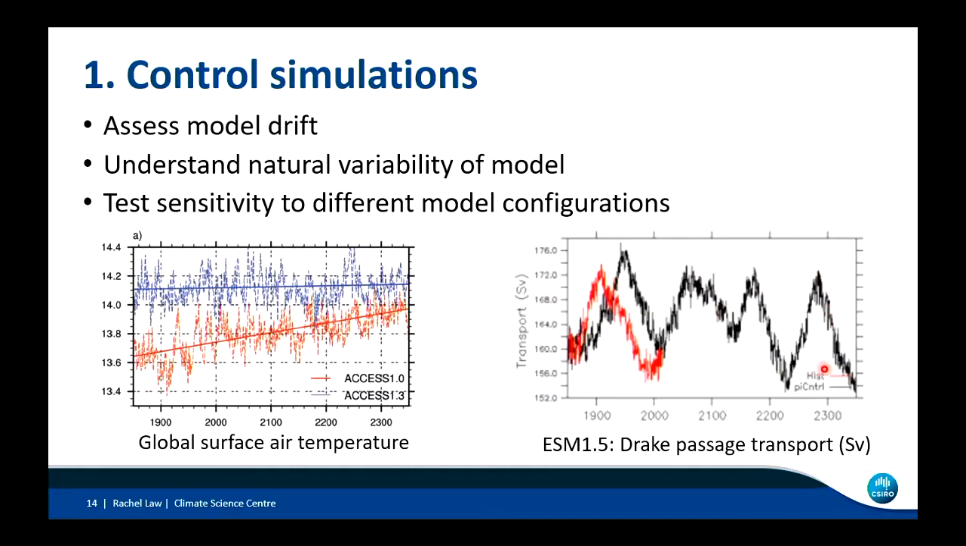This is an ocean example from the ESM 1.5 model. It's the water passage through the Drake Passage, between Antarctica and South America. You can see that in our control run, we're really stable, but we have some really interesting multi-decadal variability in that variable.